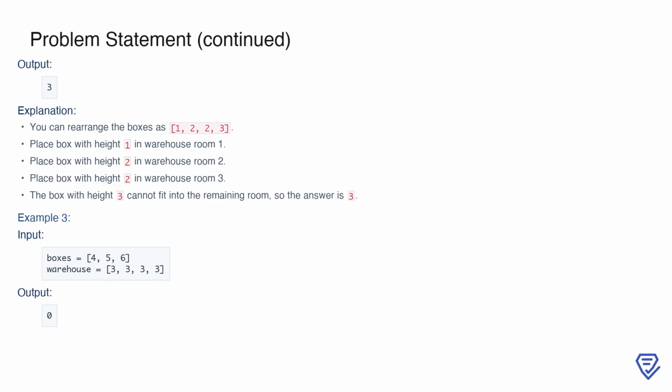In contrast, if the inputs were boxes equals 4, 5, 6, and warehouse equals 3, 3, 3, 3, none of the boxes would fit into the warehouse since all the boxes are taller than the rooms' heights. In this case, the output would be 0.